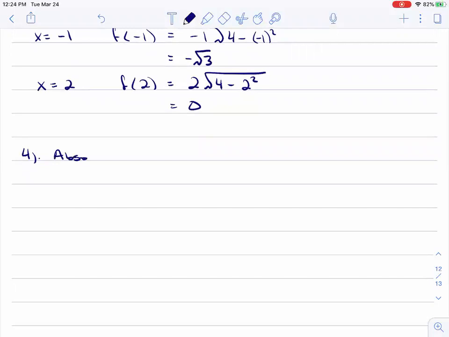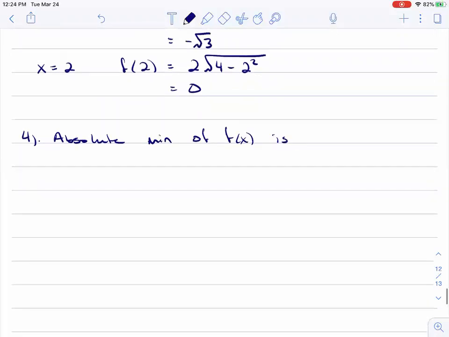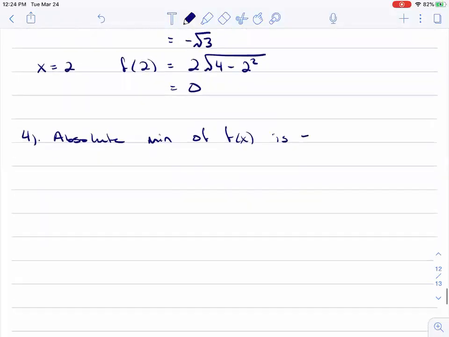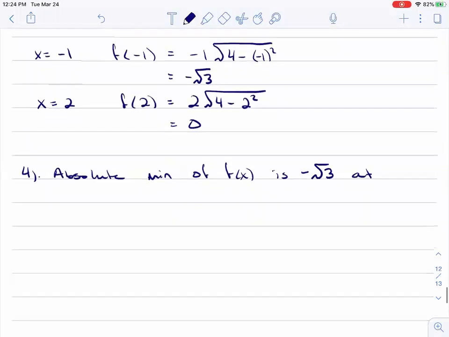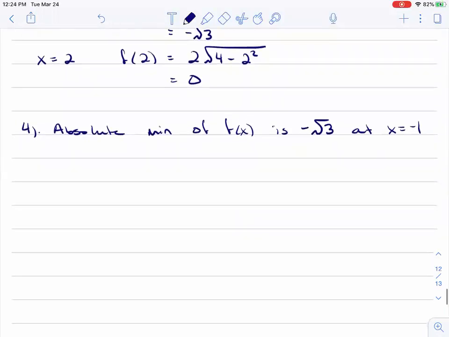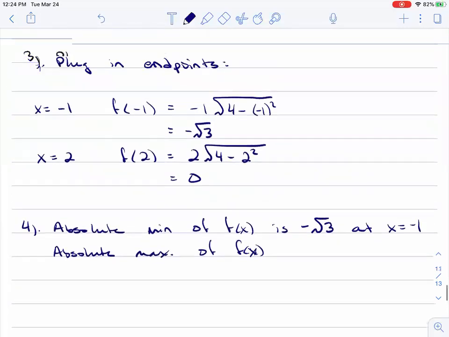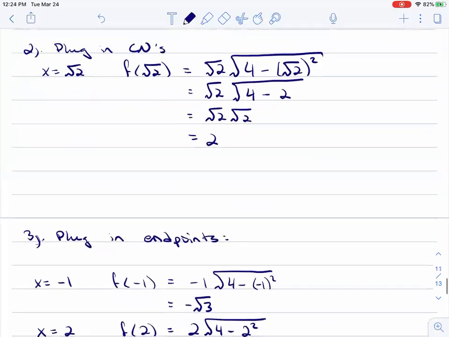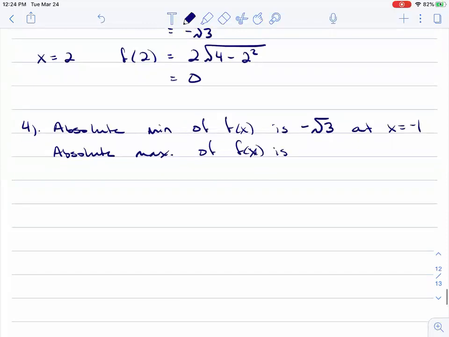So I've got an absolute minimum of f of x is the negative root 3 at x equals -1. And I've got an absolute maximum of f of x is when f of x is 2 at x equals root 2.